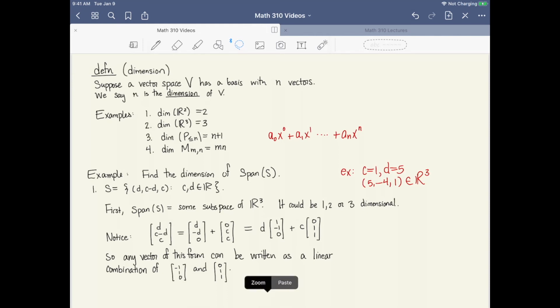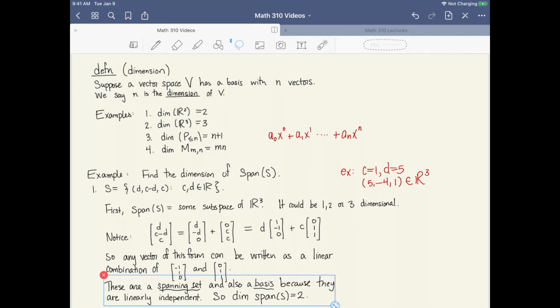So my span is 2-dimensional. These are a spanning set, and they're a basis of a 2-dimensional space. I'll write that because they're linearly independent. So the dimension of the span of S is 2. It's some 2-dimensional subspace of R3.